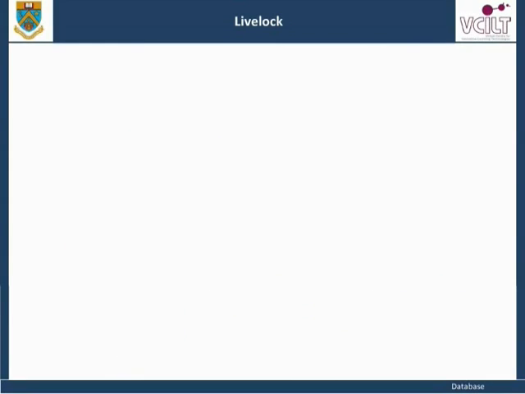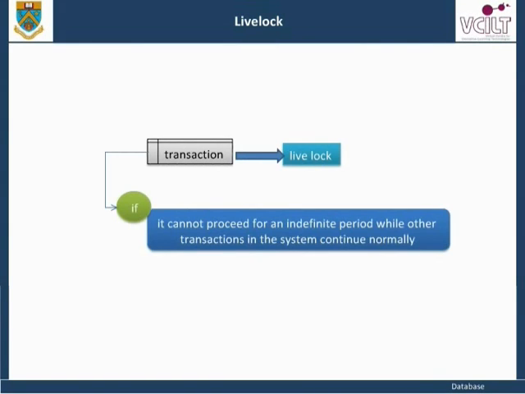Live lock. Another problem that may occur when we use locking is live lock. A transaction is in a state of live lock if it cannot proceed for an indefinite period while other transactions in the system continue normally. This may occur if the waiting scheme for locked items is unfair, giving priority to some transactions over others. The standard solution for live lock is to have a fair waiting scheme.